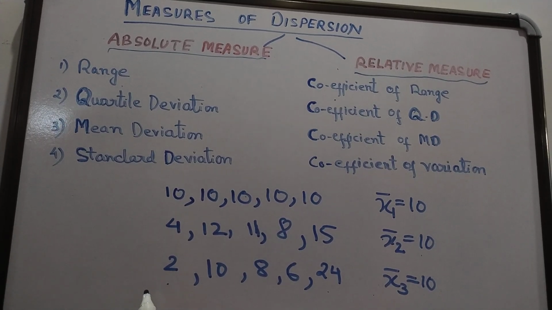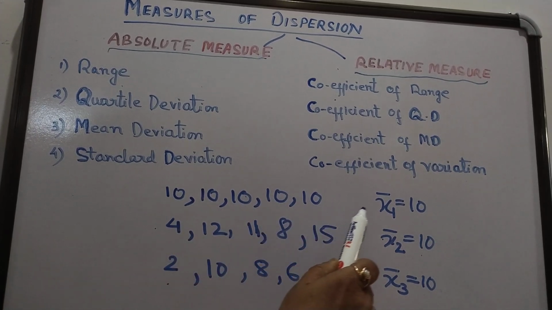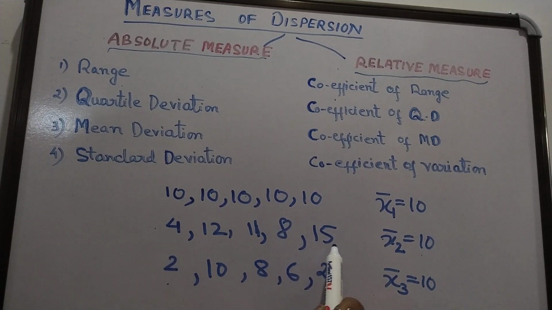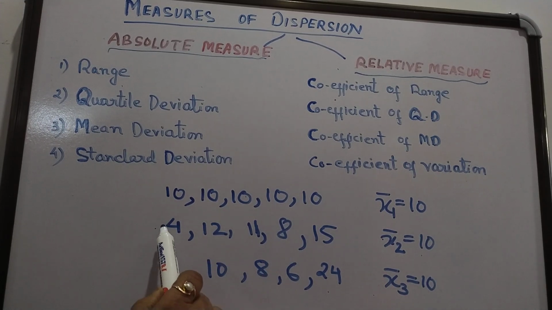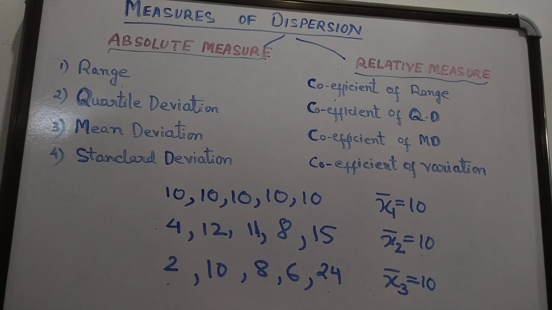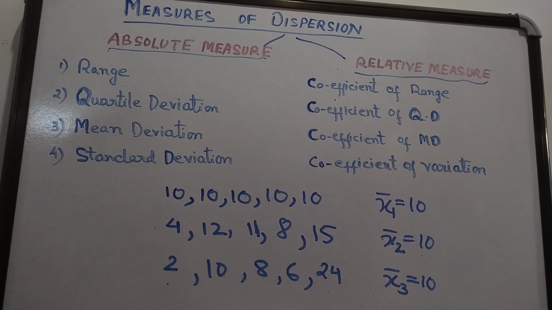So the third series is more dispersed as compared to the second series, and the first series is a constant series. That means the dispersion of this series is 0. Here we will get a little bit of dispersion, but in the third series we get more dispersion. So the dispersion value will be more here as compared to the second series. So this is a measure of dispersion. That means through dispersion we can find how dispersed the data is from the central value, or how scattered the data is from the central value or mean value.